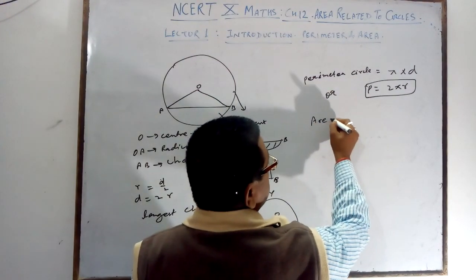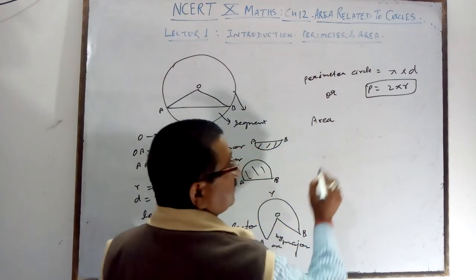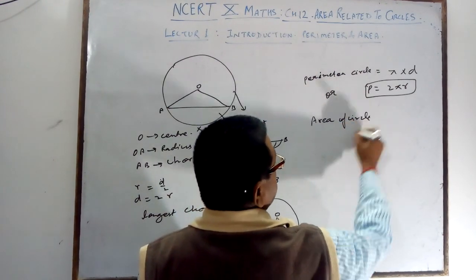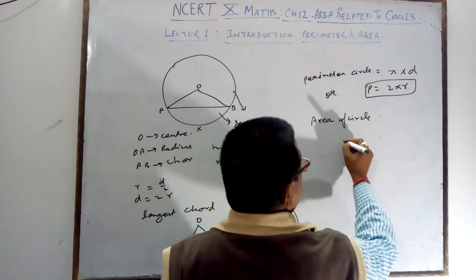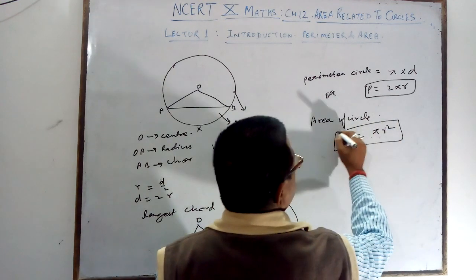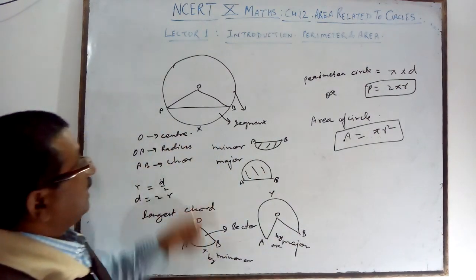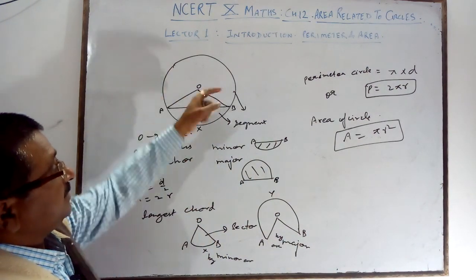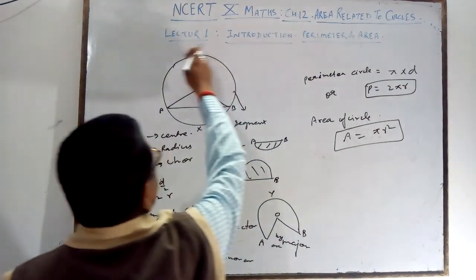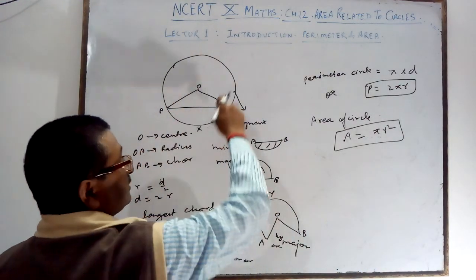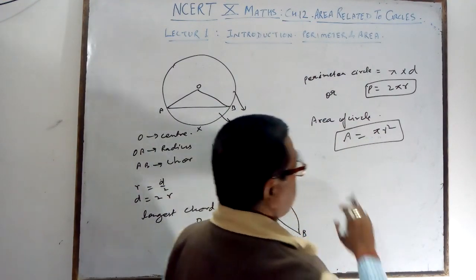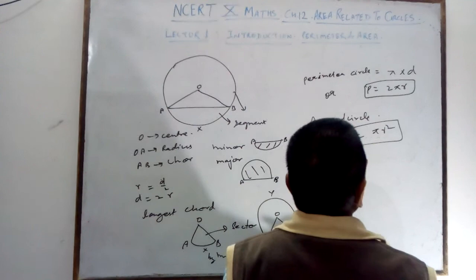Area means the area of the circle. The area of the circle, A, is pi r square. You learned pi r square in 9th standard. Practically, if you take a thread and divide it, you will get the area as pi r square. Area of circle is pi r square.